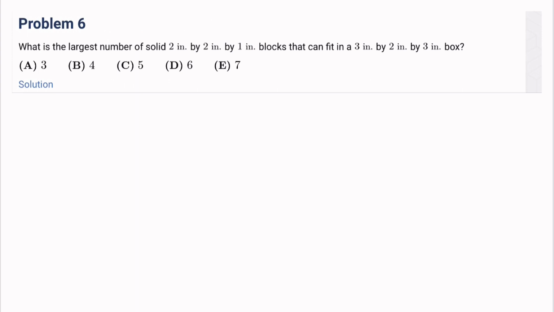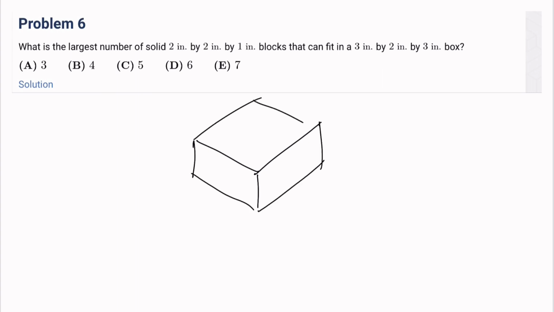Number 6, what's the largest number of solid 2 by 2 by 1 inch blocks that can fit in a 3 by 2 by 3 inch box? Okay, so this is actually pretty easy if you can just visualize the box, right? We're trying to cram 2 by 2 by 1 blocks into this 3 by 2 by 3 box. It doesn't matter what the width or the height is.